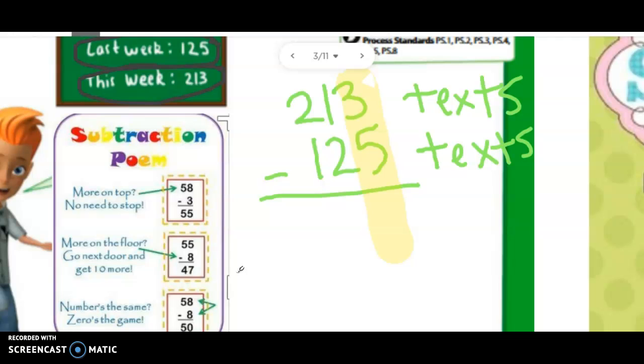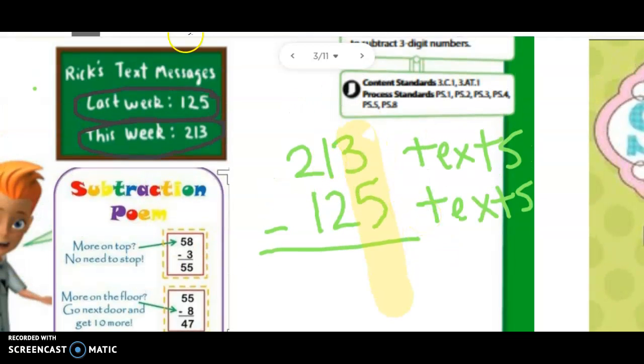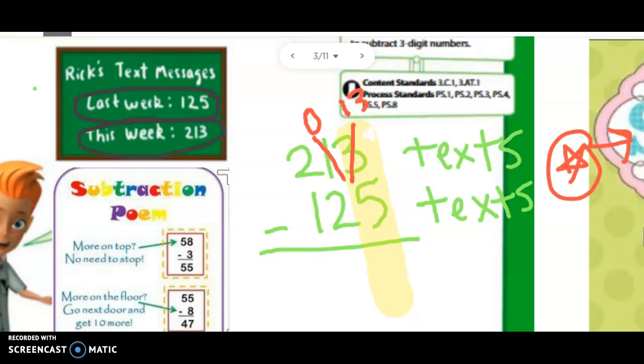Now there is more on the floor. 5 is larger than 3. So that means I need to go next door and borrow 1 more. So follow along with me. I was in the ones place. Now I'm going next door to the tens place. If I'm borrowing 1, I have 1 star in that place. I'm going to borrow 1. I have 0 left. And I need to add 10 more. And 3 plus 10 is 13.